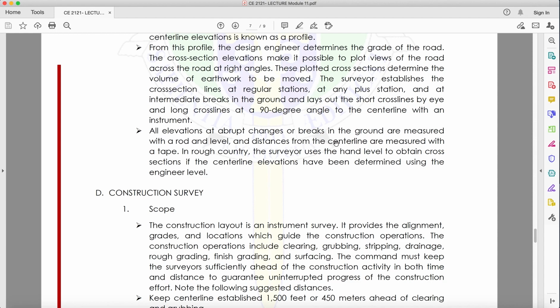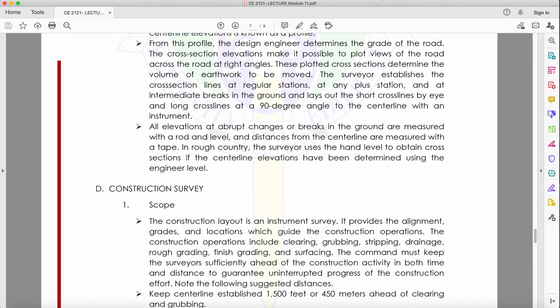And distances from the center line are measured with tape. So I repeat, the grounds are measured with rod and level. So that is for the elevation. Now for the distance from the center line, it is measured with a tape. In rough country, the surveyor uses the hand level to obtain cross sections of the center line. Elevations have been determined using the engineer level. Okay.